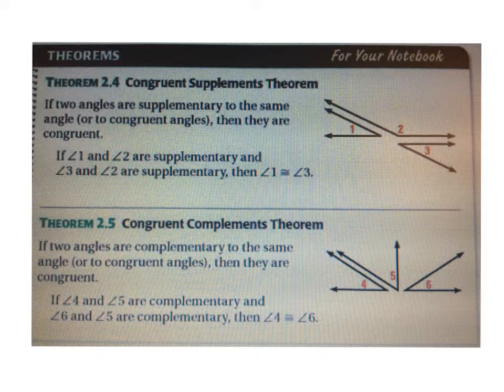Okay, theorem 2.5 is very similar to that one. This is the congruent complements theorem, which, if you remember, complementary angles are going to total up to 90 degrees. And this one goes pretty much exactly as you'd expect if you understood the congruent supplements theorem. So we have, if two angles are complementary to the same angle, complementary again, adding up to 90 degrees, or to congruent angles, then they are congruent. So in this diagram on the bottom here, if angle 4 and angle 5 are complementary and angle 6 and angle 5 are complementary, then we know that angle 4 is congruent to angle 6.